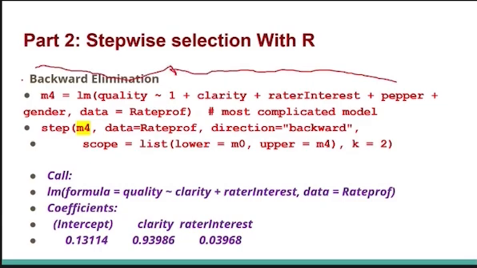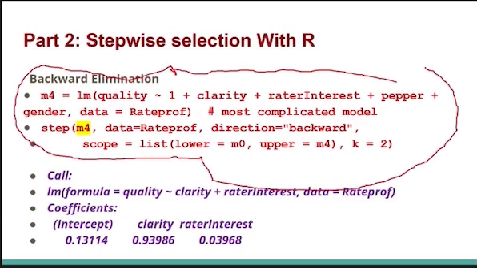I just wanted to see the code. Can you see the code right now? If you take a look at the code, you stated all the predictors: clarity, rater interest, easiness, and gender. The data I'm using is the RateMyProfessors data. And then you're going to write step M4. Okay, the M4 is the complicated.